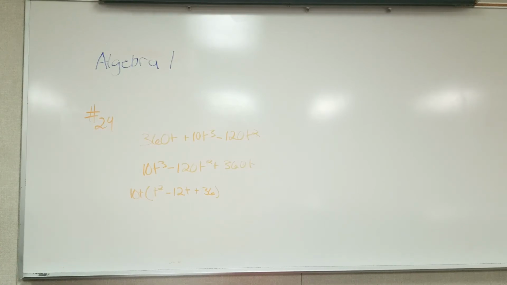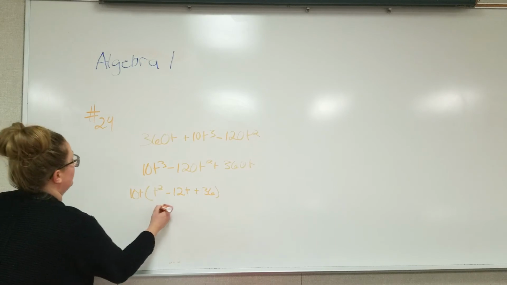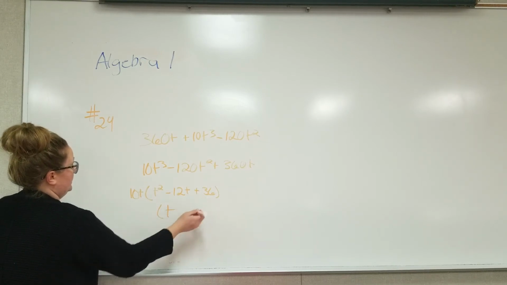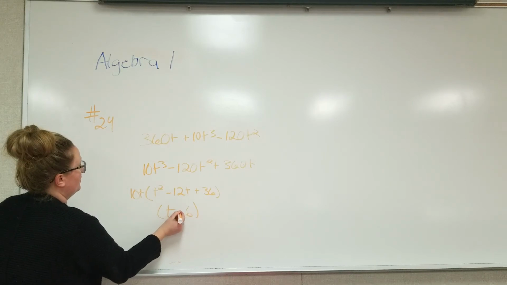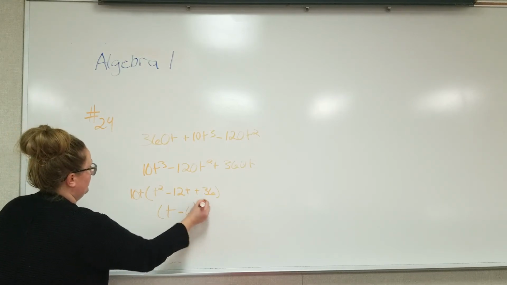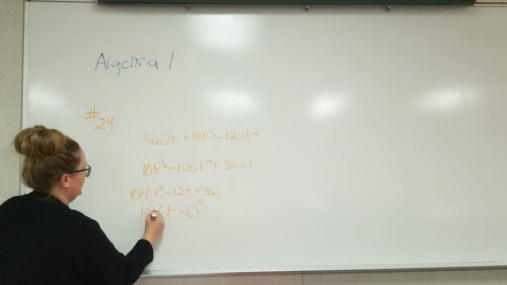Now we have a perfect square. T squared has a square root of t, 36 has a square root of 6, and it's minus plus, which means they both were minus, and there would be 2 of them. And don't forget this 10t in front.